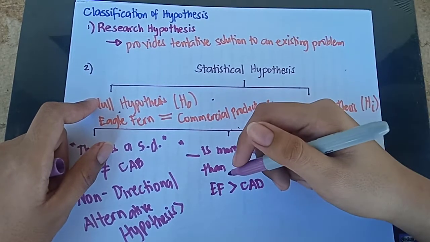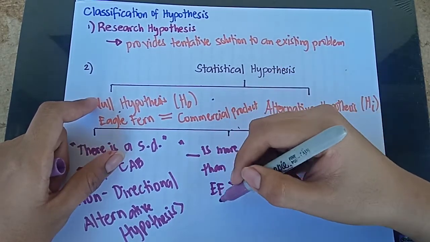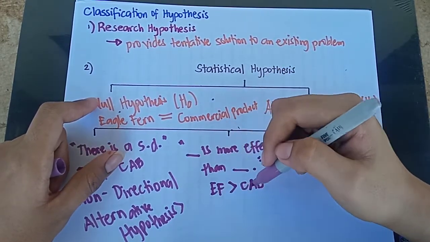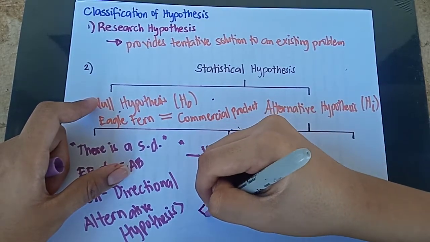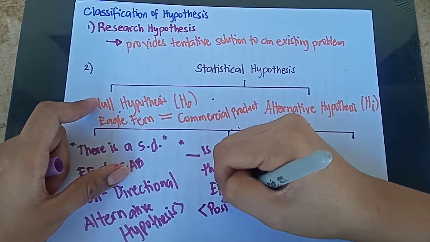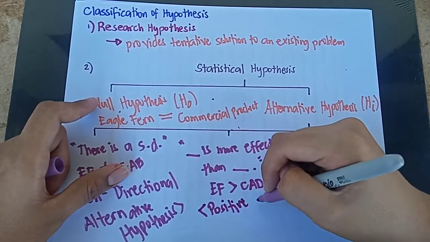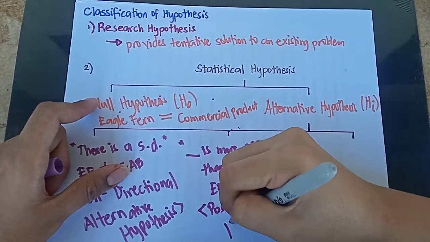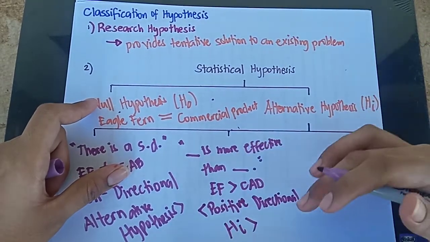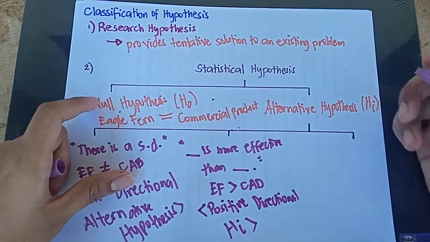Okay? So, when the IV is greater than the commercial brand, or is more effective than the commercial brand, this will be known as positive directional alternative hypothesis. Positive directional. Okay?